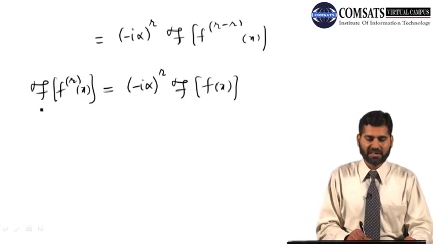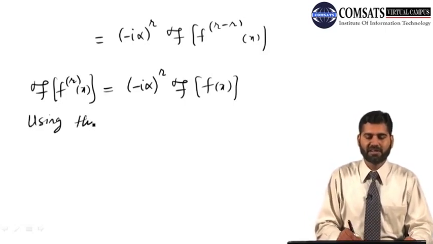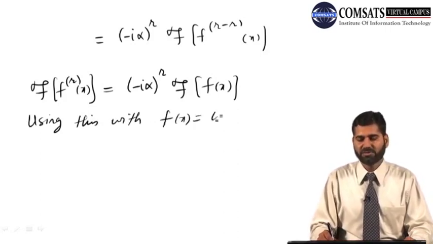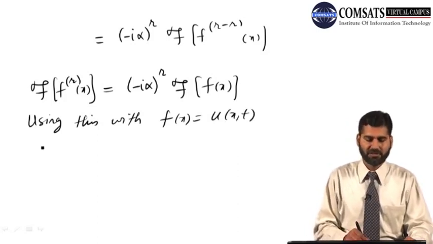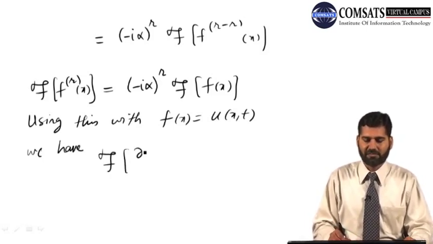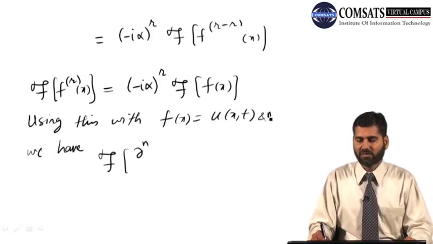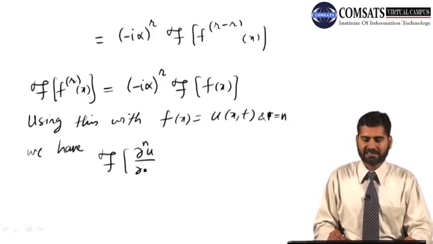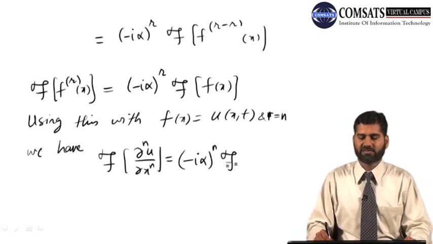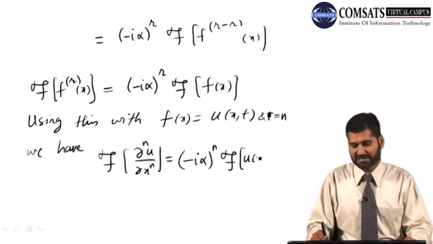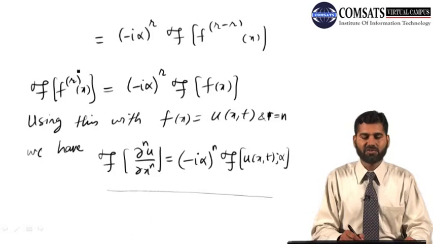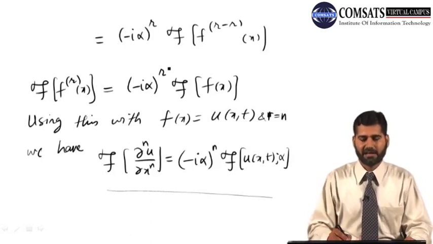Using this, basically we proved it. Using this with f(x) equal to u(x,t), I used this formula directly. I said if r is equal to n, the Fourier transform of partial^n u by partial x^n will become minus iota alpha to the power n times the Fourier transform of u(x,t) with respect to alpha. So this is what we used, by replacing f with u and r with n. I got this one.